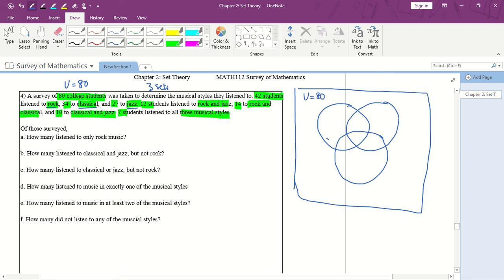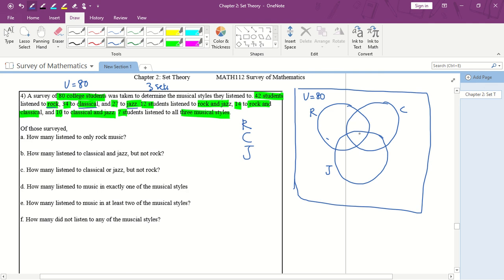Okay, so let's try here. We have three sets. One is rock as R, classical as C, and jazz as J. So I put here R, C, and this one will be J. And of course now we need to transfer all the information from here to here. And as I say, we always start with the intersection. And now there are so many intersections here.